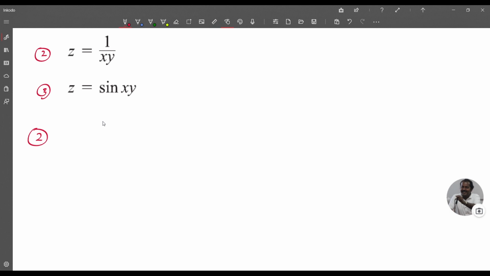Problem number 2, we have f of x, y is 1 by xy.